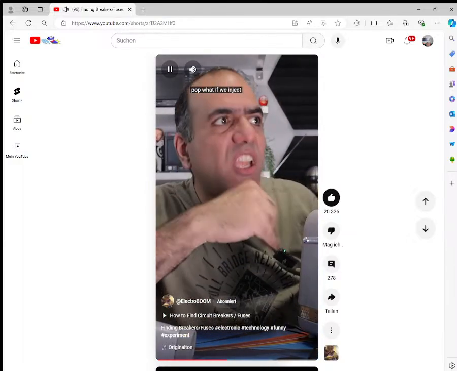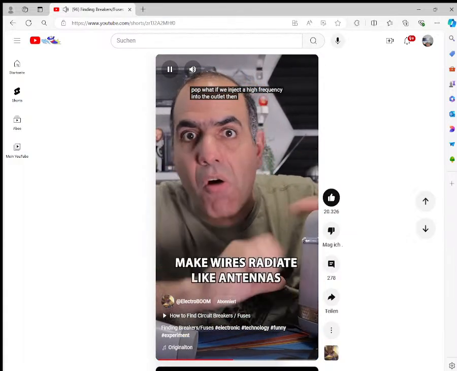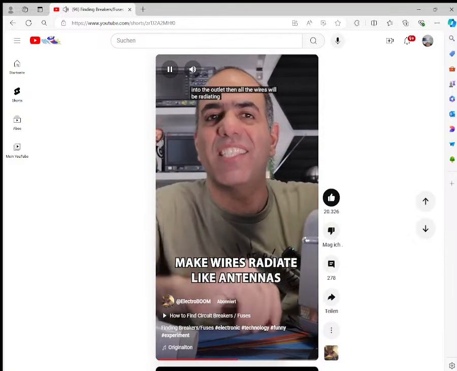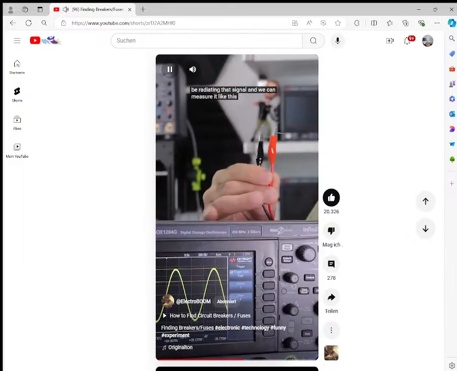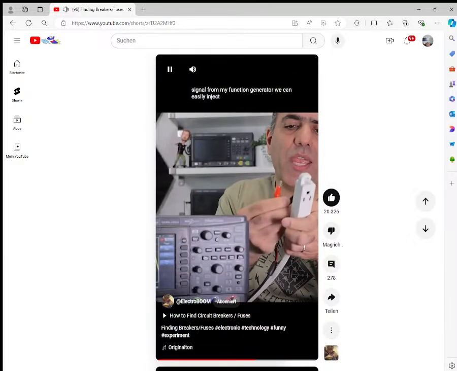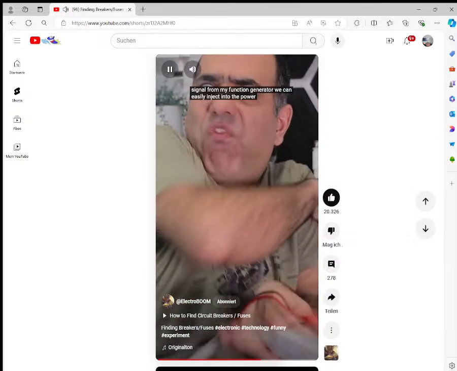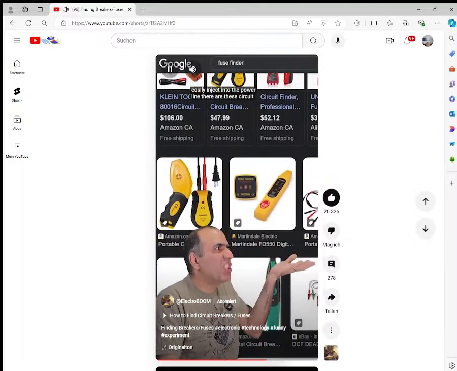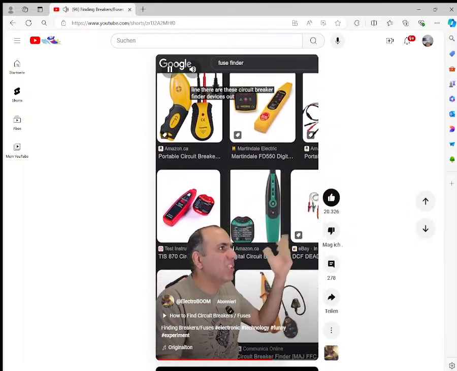What if we inject a high frequency into the outlet, then all the wires will be radiating that signal and we can measure it. Like this, we have a 1 megahertz signal from my function generator we can easily inject into the power line. There are these circuit breaker finder devices out there already.